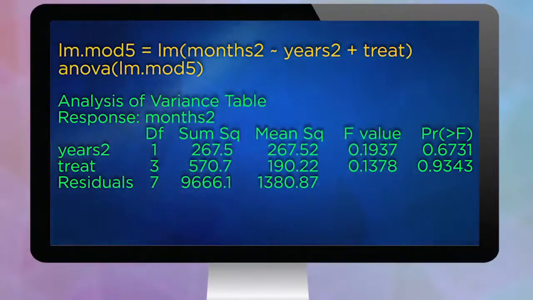And we've done an Anova of this call function. Our analysis of variance table gives us the months, the years, and the treatments, along with their degrees of freedom. So 1, 3, and 7 for the residuals. You see the associated sum of squares, 267.5 and 570.7. And then the mean square. Remember, that's just your sum of squares divided by the degrees of freedom. So 267.52 and 190.22. And then the calculated F statistic and the associated p-value.